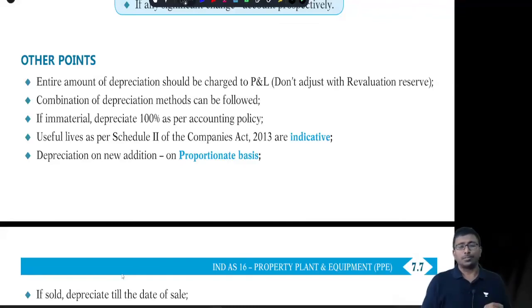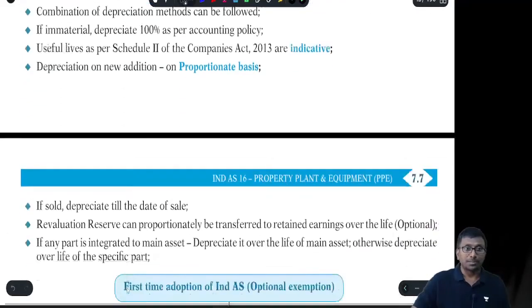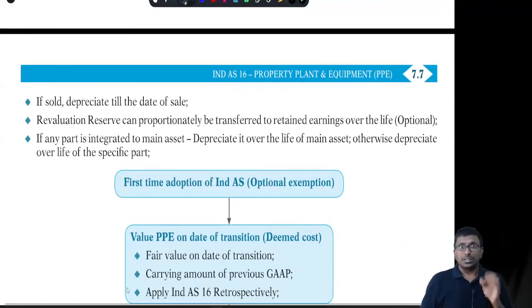The next point: depreciate till the time the asset is disposed of, till the time of derecognition. First you have to calculate the depreciation. After calculation of depreciation, the book value will come. That book value should be used for calculation of your profit or loss. Next, revaluation reserve. With respect to depreciation, our depreciation expenditure should always be charged to P&L. You should not adjust it with capital reserve or revaluation reserve at any cost.